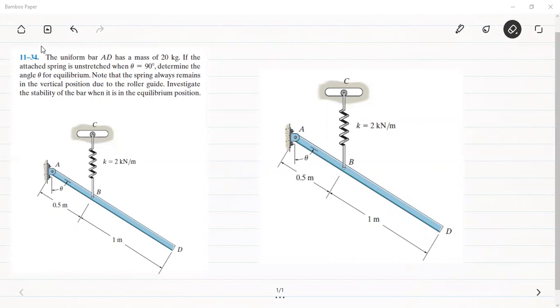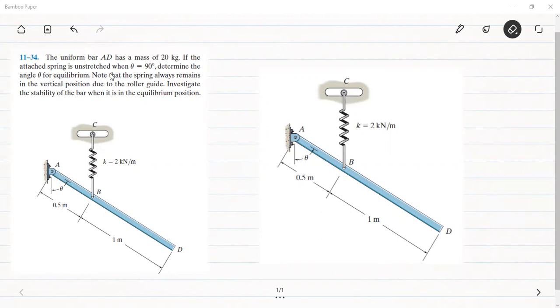So this problem has been taken from R.C. Hibbeler. It is an unsolved problem. The uniform bar AT has a mass of 20 kg. You can see that there is a uniform bar AT which is hinged about point A. Its length is equal to 1.5 meters and the mass given is 20 kg.